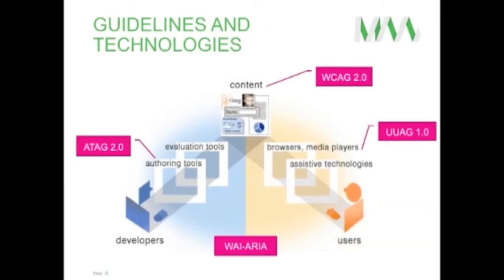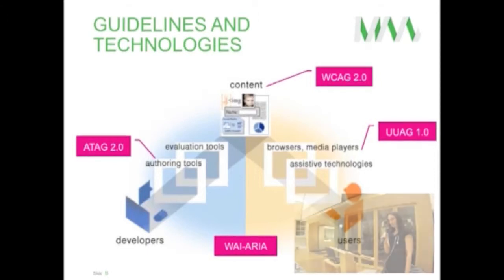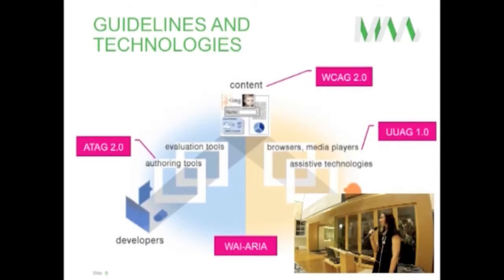So I wanted to sort of give a little bit of a rundown of the guidelines and technologies for accessibility. So I've added some tags to the diagram. For content, what we're mainly looking at is WCAG 2, and I mentioned WCAG 2, the Web Content Accessibility Guidelines, before. For authoring tools, we're looking at ATAG, Authoring Tools Accessibility Guidelines.